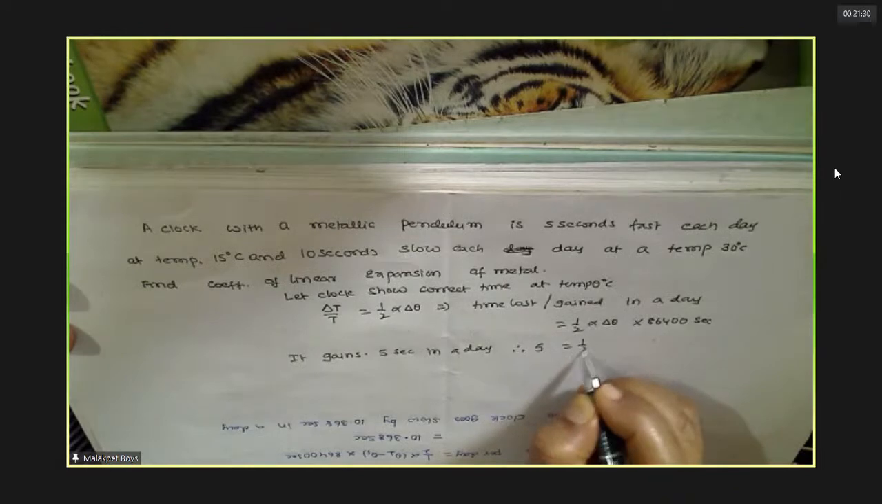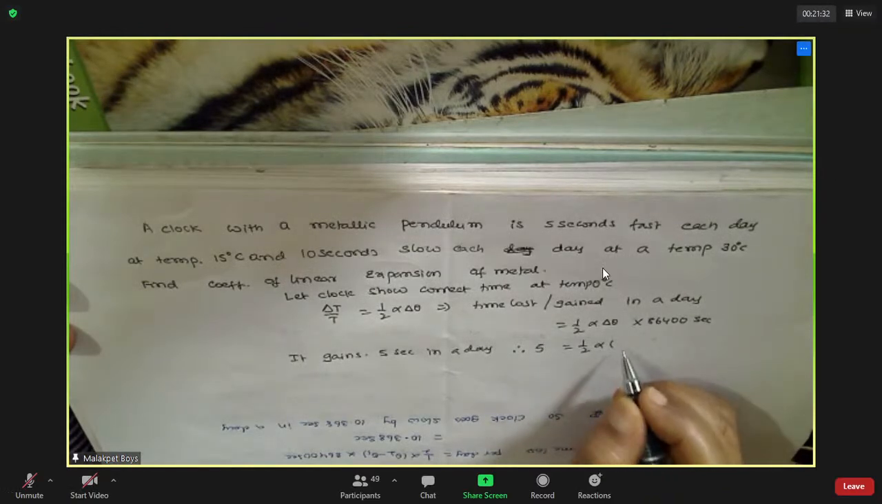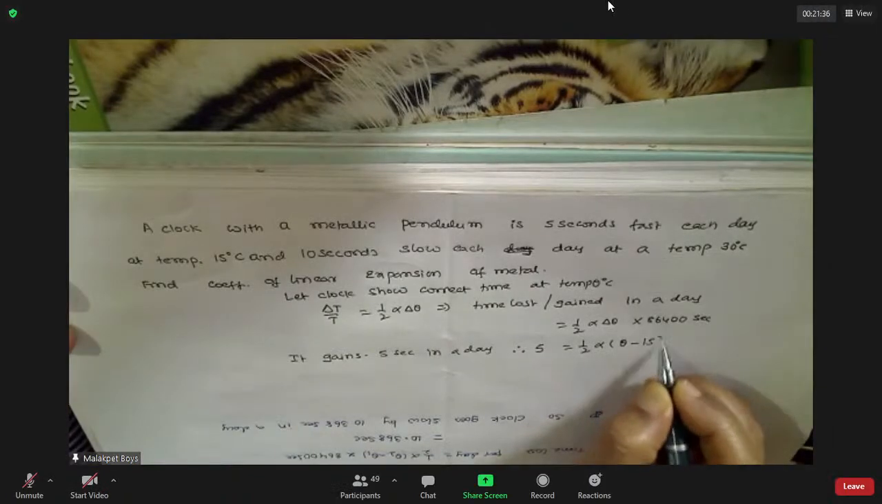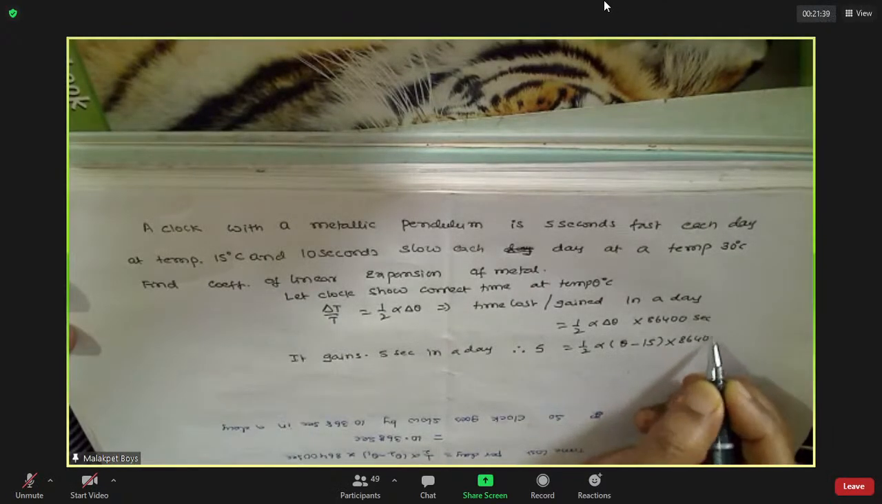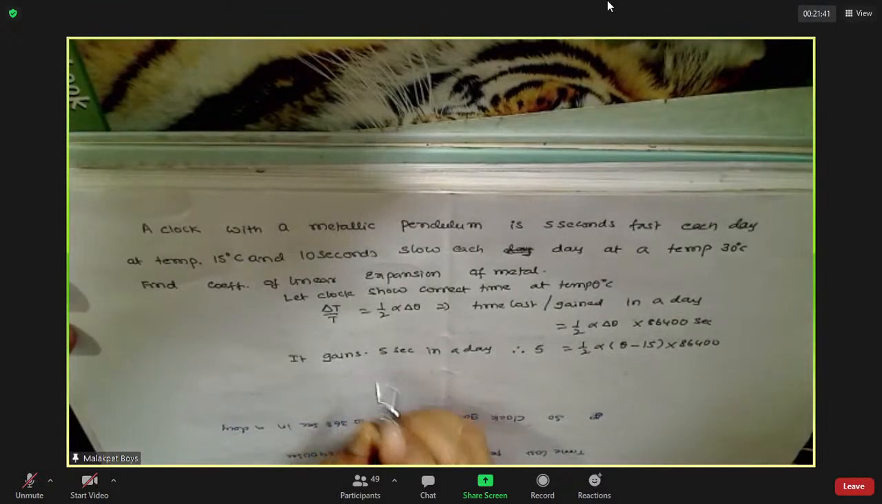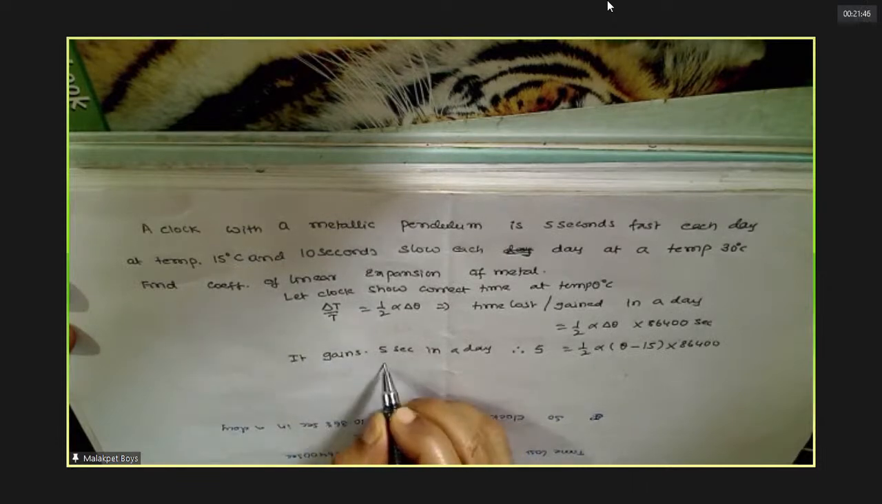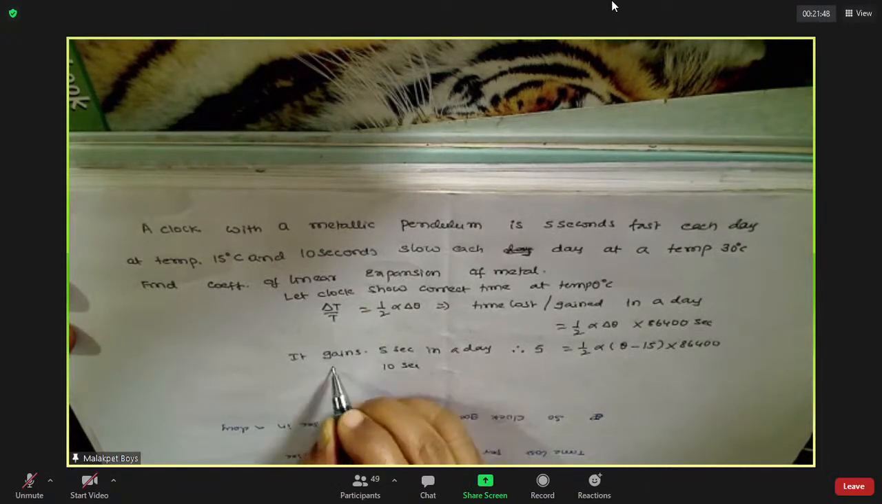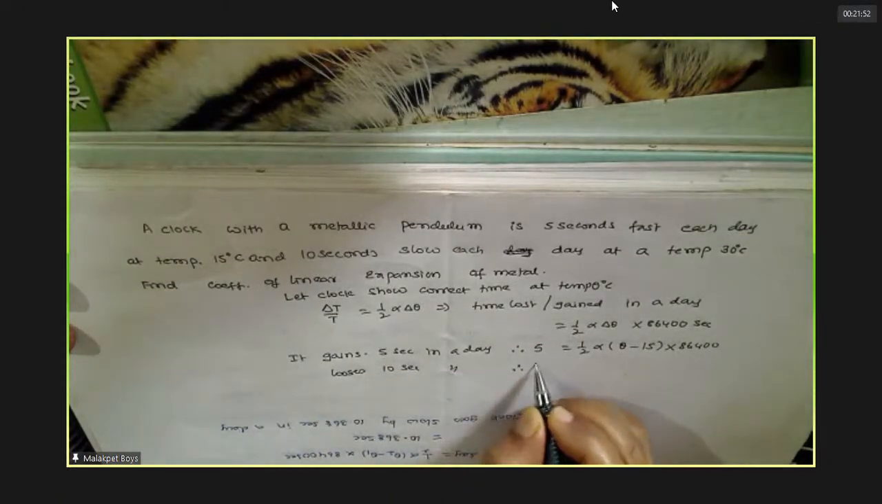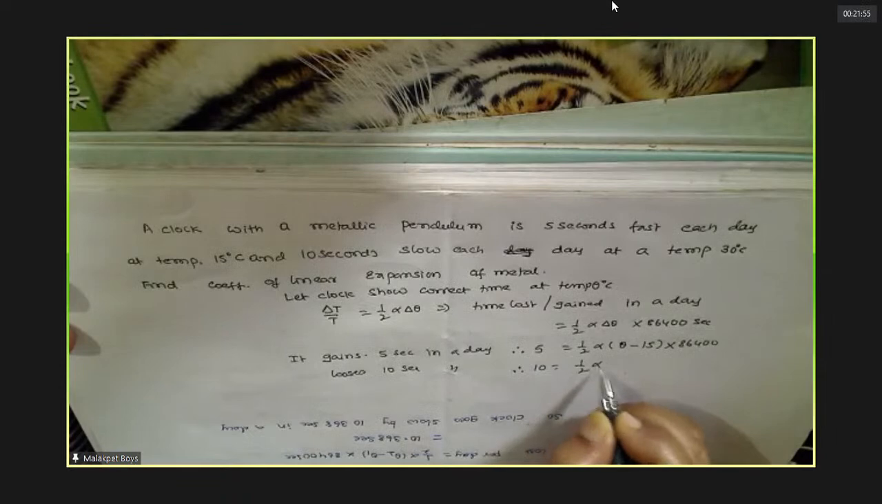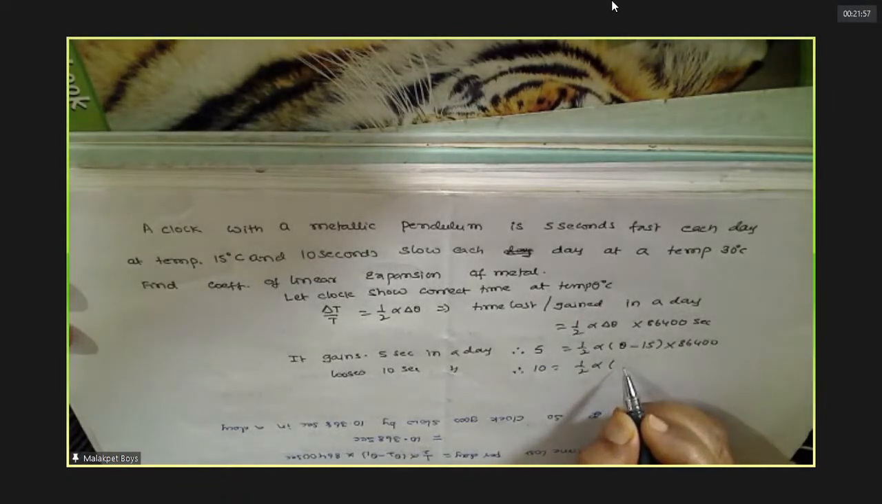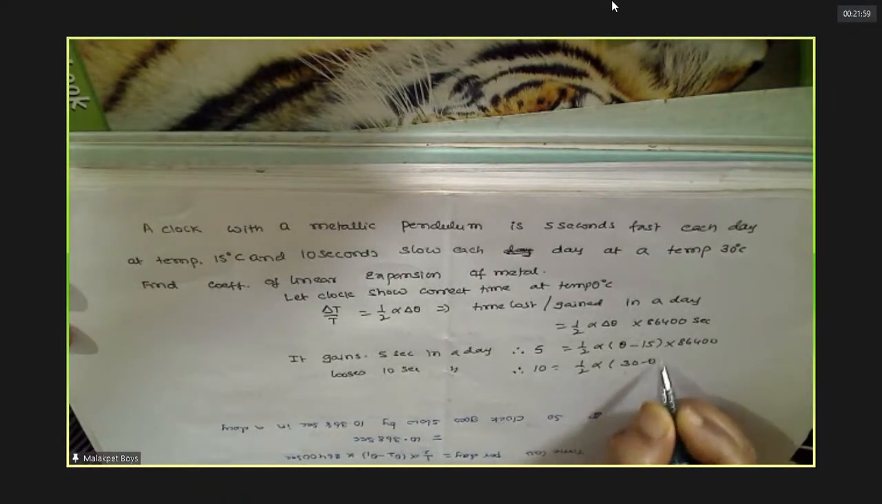Therefore, in a day, gaining means temperature should be lesser, no? In the other case, it loses, it runs slow. That means temperature must increase now. That means it should be 30 minus theta. Understood this?